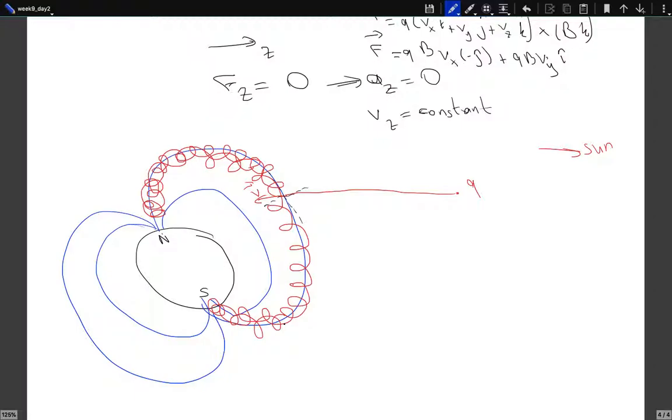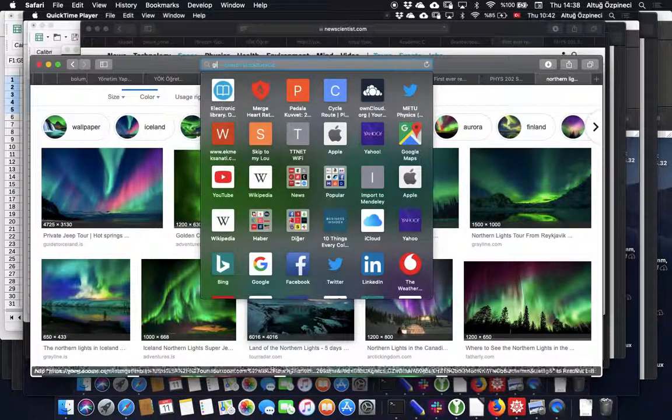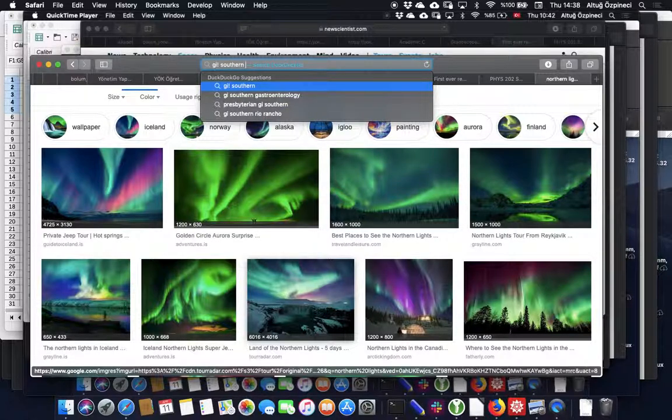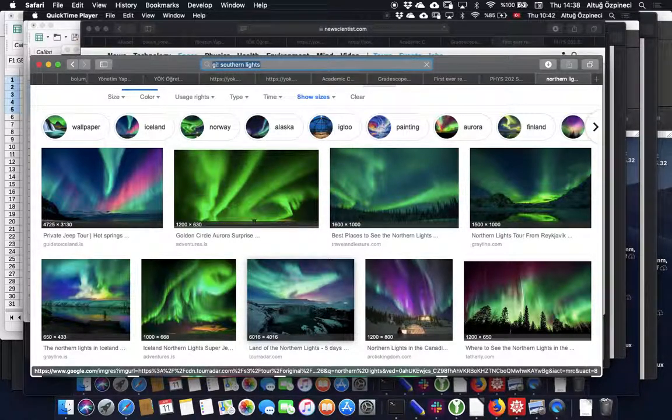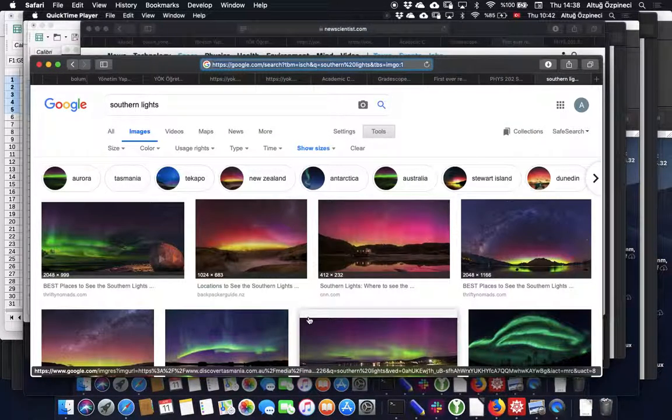Anyway, any other questions? Why don't we have any southern lights? I'm not so sure if we don't have them. These are the southern lights. Well, you see, there are not many people living there. There are many people living close to the North Pole. The Siberia, the Alaska, they can be seen there. But there is nothing on the South Pole. There is no continent.